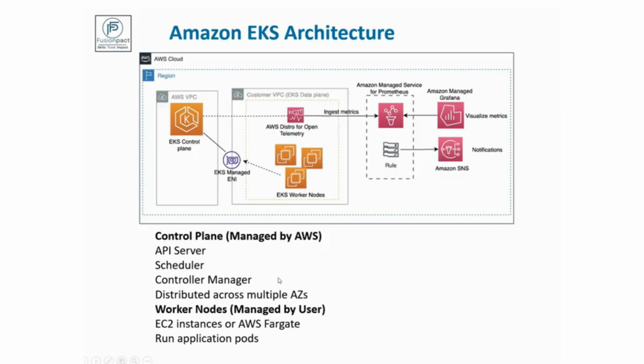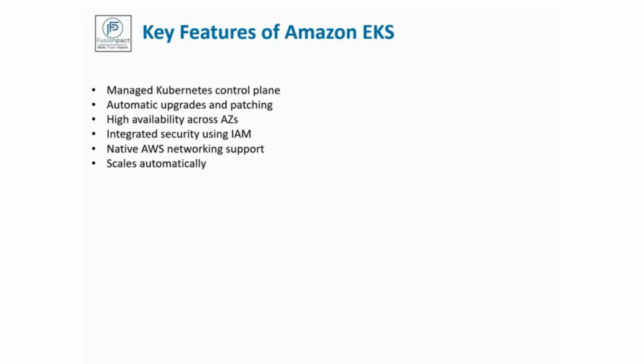In the control plane, we have the API server, scheduler, and controller manager distributed across multiple availability zones. Worker nodes are managed by the user. They can be EC2 instances or Fargate.